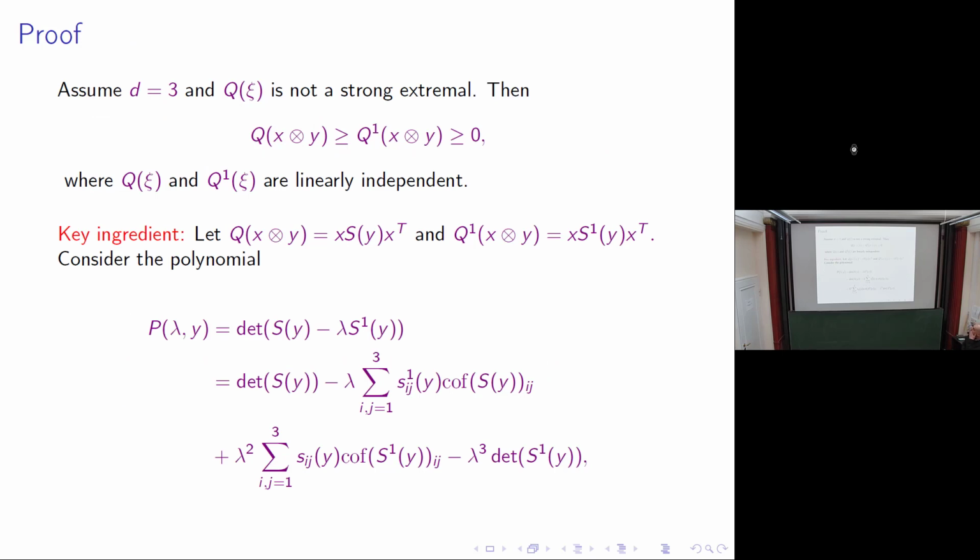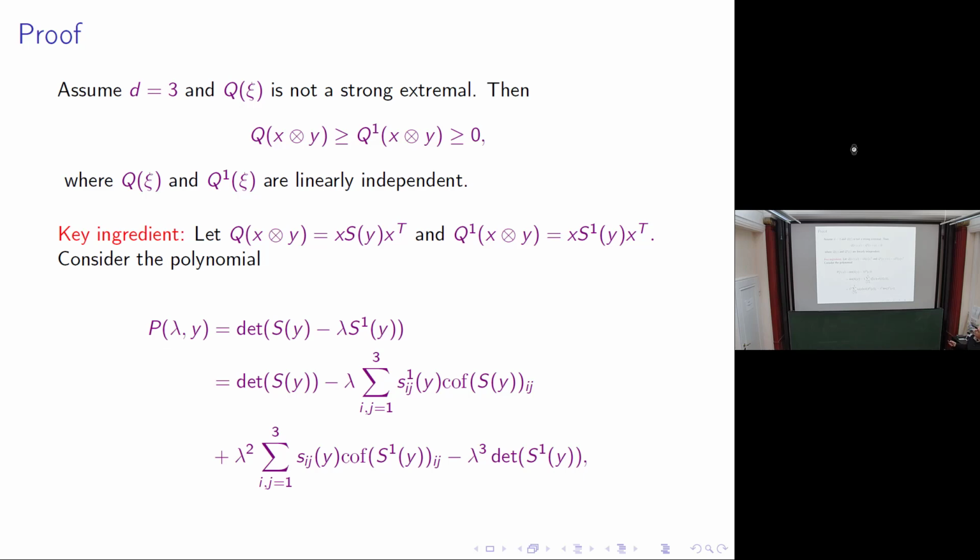So let me show you the key ingredient in the proof of case 1, for instance, when you want to prove that the determinant is an extremal polynomial, you want to prove that the form is also an extremal quasi-convex quadratic form in 3D. So assume in contradiction that it is not an extremal, you can separate the Q1 from it.